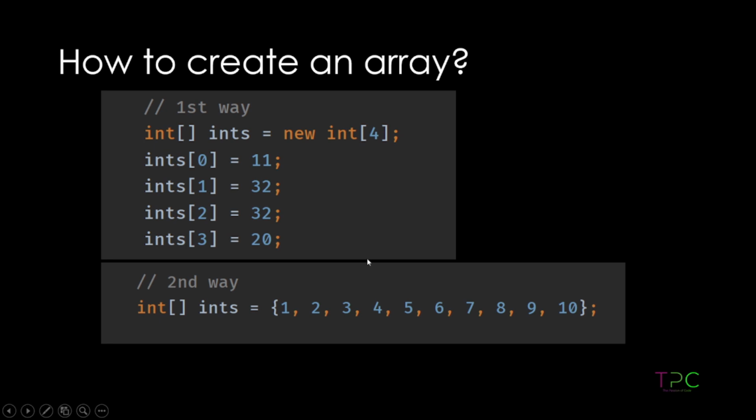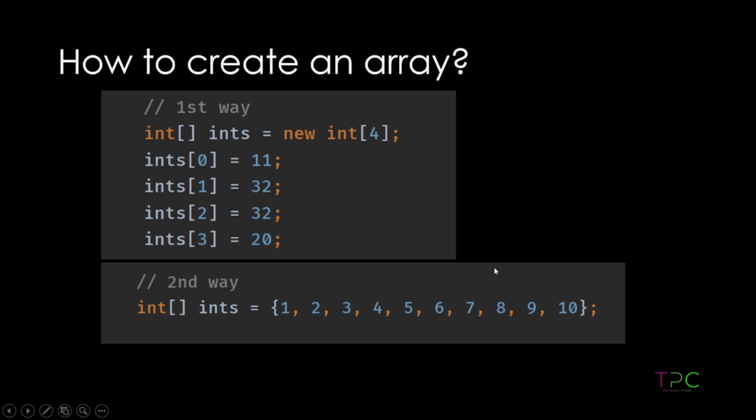The second way of creating an array is very simple. We provide again a type, then square brackets, a name, and the assignment mark. And then in curly brackets, we provide our elements separated by commas. And that's all.